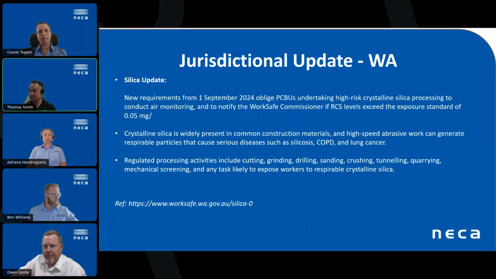So the PCBUs undertaking high risk silica processing to conduct air monitoring and to notify WorkSafe Commissioner if the RCS levels exceed the exposure standard of 0.05 milligrams. This goes into about how it's generated and also the processing around how it's activated. So through cutting, grinding, drilling, sanding, crushing, tunneling, quarrying, mechanical screening, and any other tasks likely to expose workers to the silica.